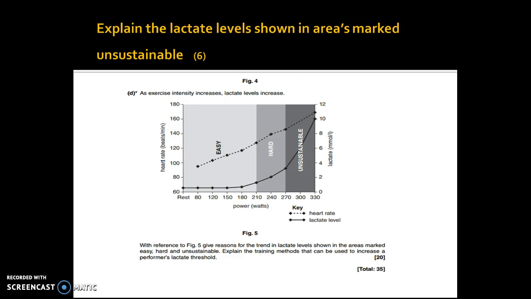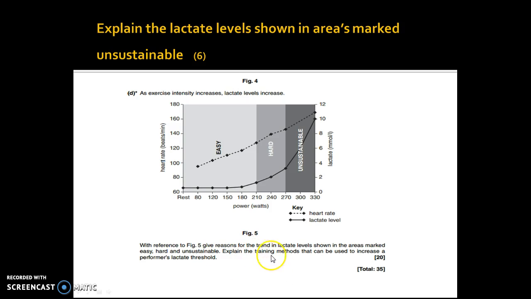Okay, so this is a question that came up that I've explained to a couple of people. It's a tough one. Explain the lactate levels shown in the areas marked unsustainable. You could get a question asked about easy, hard, or unsustainable, but we're particularly concerned with unsustainable. This was actually a 20-mark question, and it looked at the reasons for the trend in lactate levels shown in the areas marked easy, hard, unsustainable. Since it's already been a 20, we can look at how they could put it as part of a smaller question.